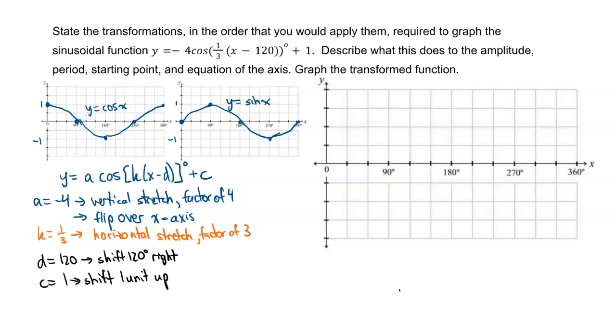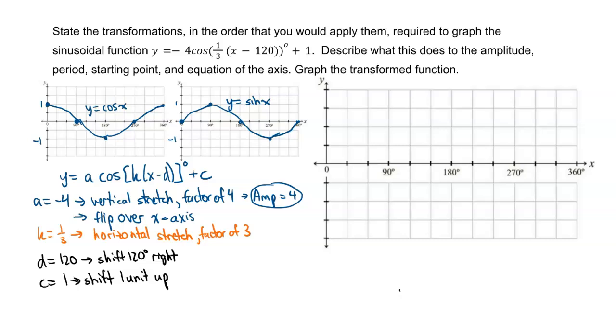So with all that in mind, let's go ahead and talk about the amplitude now. The amplitude of this function is going to be equal to 4. That's directly related to the a value. It's the magnitude of the a value. We'll deal with the negative shortly, but the amplitude is going to be 4.